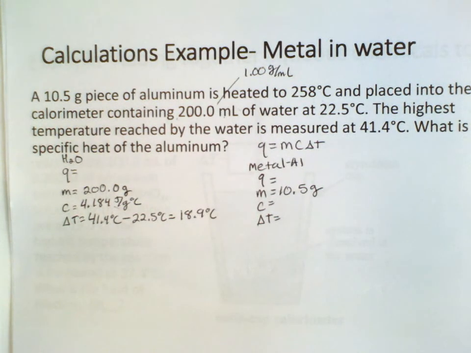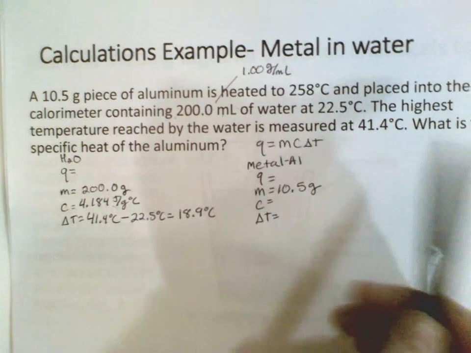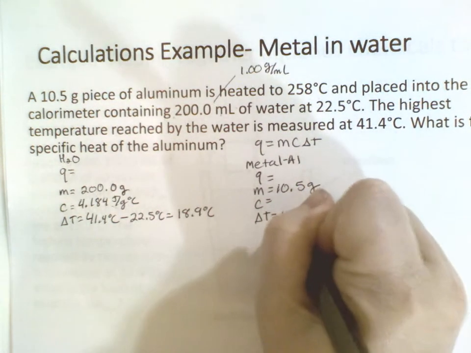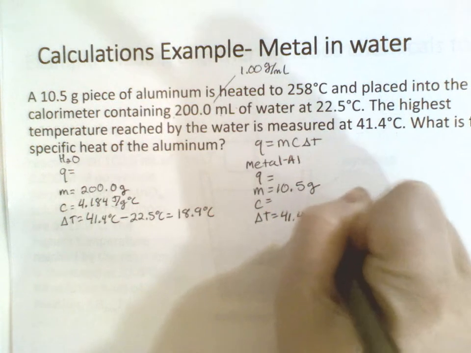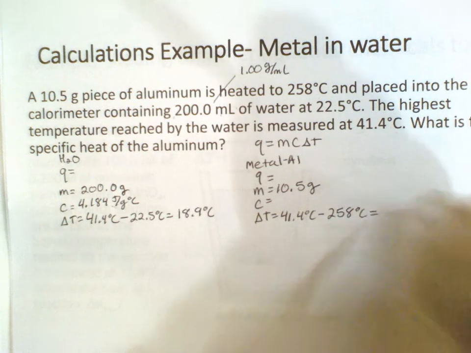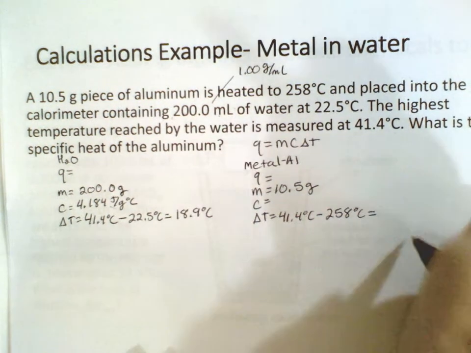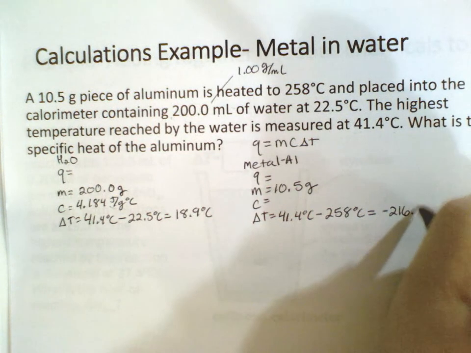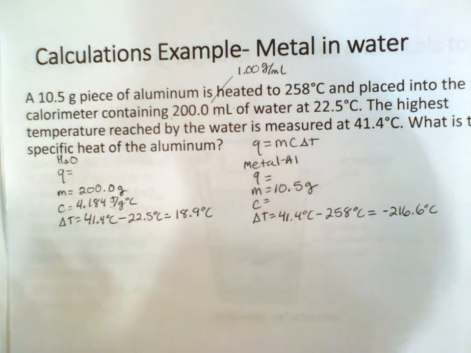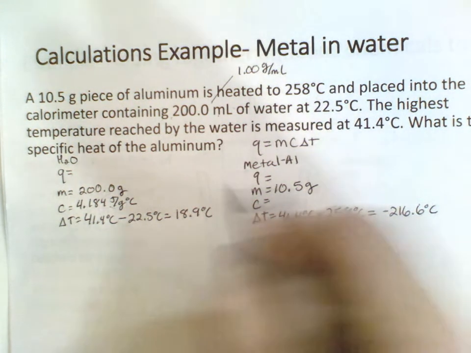Now, the rule with temperature changing, when you're putting two things together, they will exchange heat until their temperatures are the same. So we can assume that this final temperature of the water is the same final temperature for our metal. So 41.4 minus 258, and we get negative 216.6. And we'll end up rounding later in the question so we can have a better answer here.